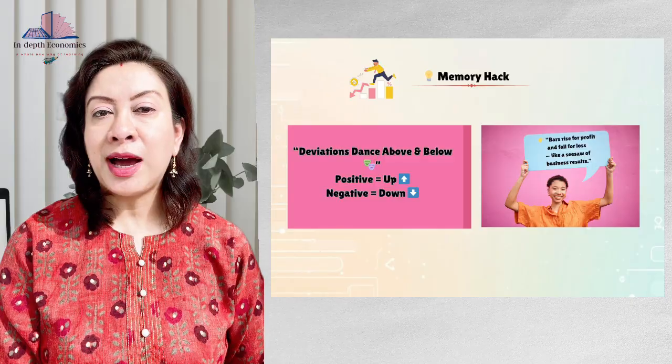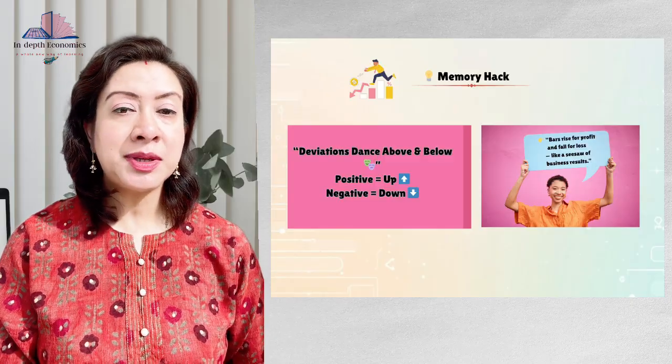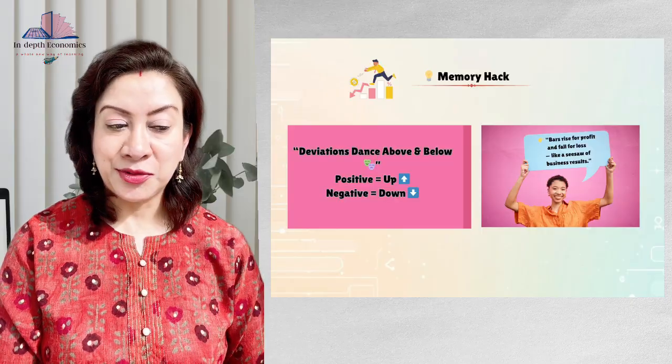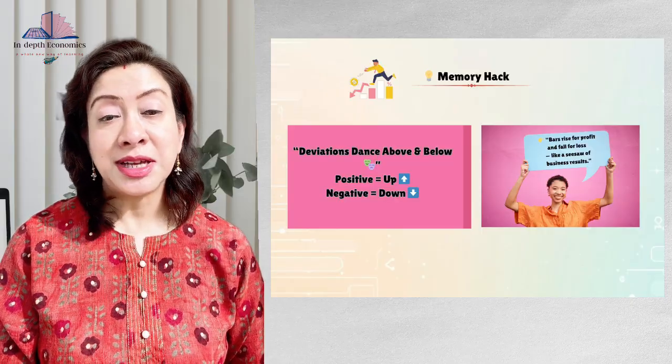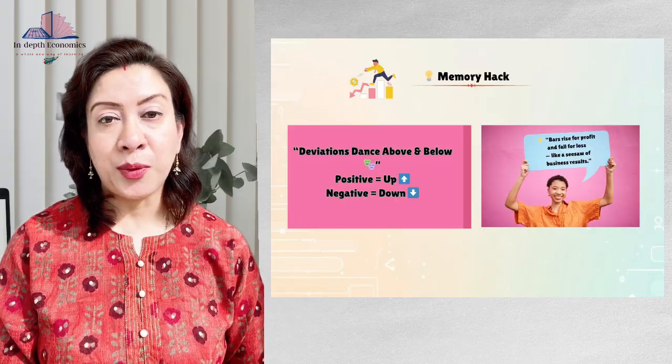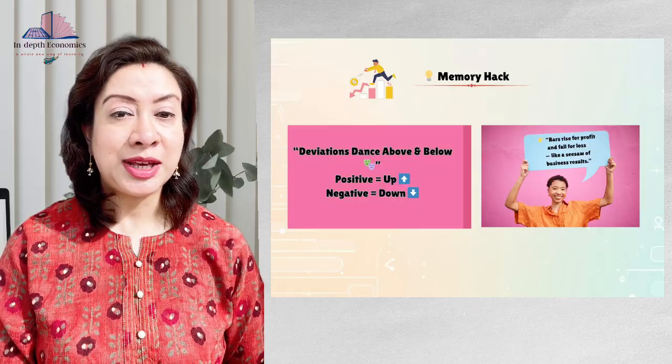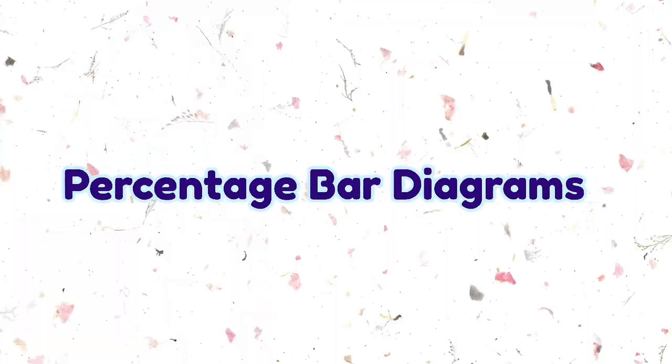Now, if you find it difficult to remember the concept of deviation bar, I have a memory hack for you. Deviations dance above and below. Positive is equal to up, negative is equal to down.